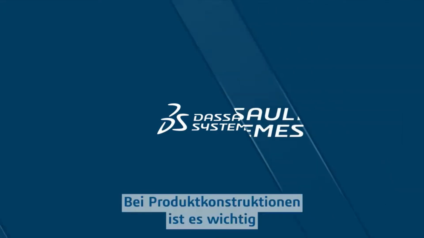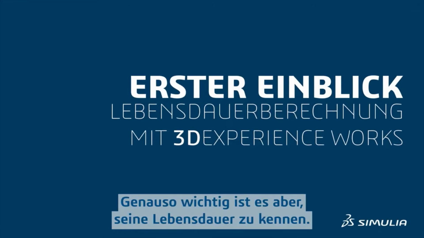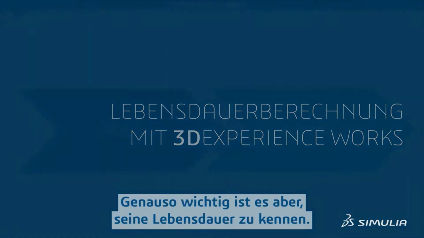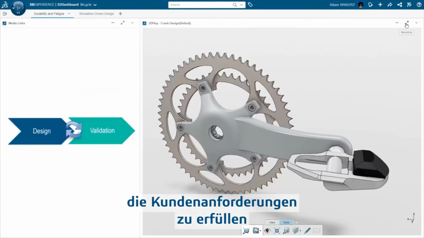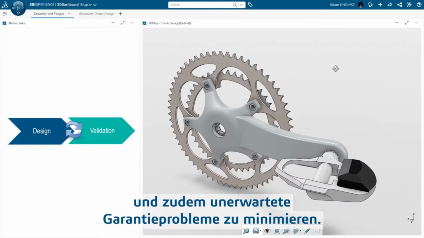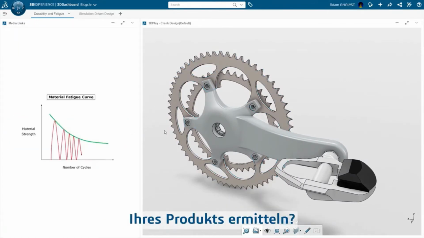When designing products, knowing if it will work is critical. However, knowing how long it will last is just as important. Knowing a product's durability helps ensure it meets customer needs as well as minimizing unexpected warranty issues. But how can you determine your product's durability?